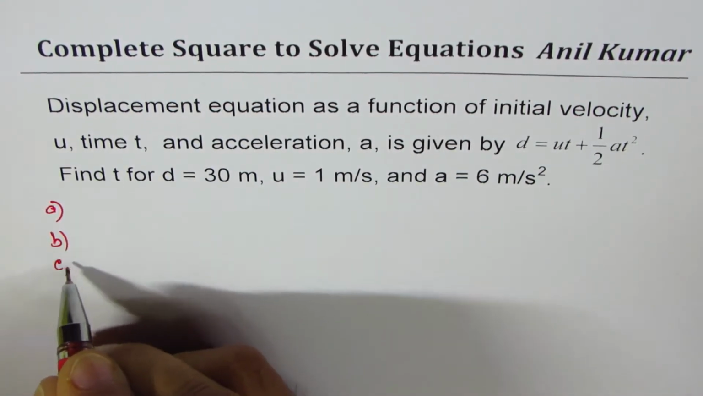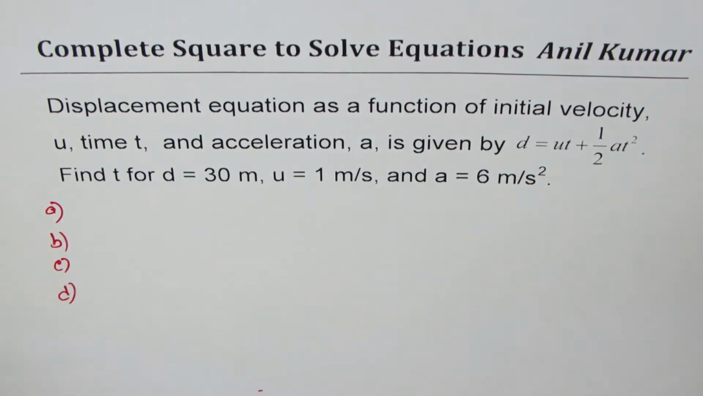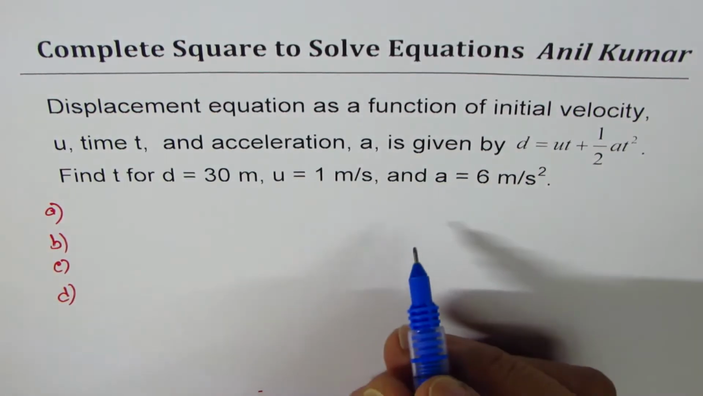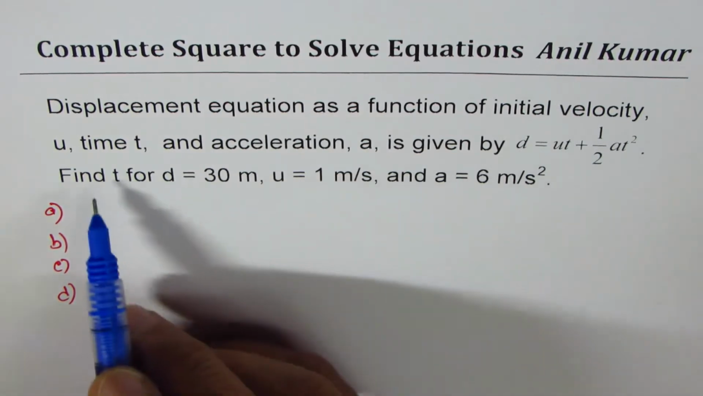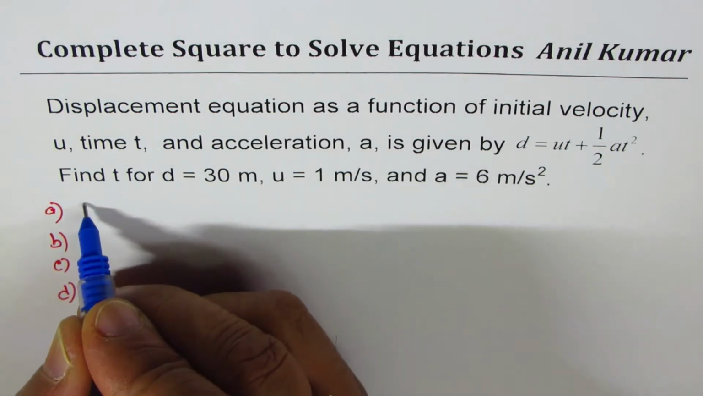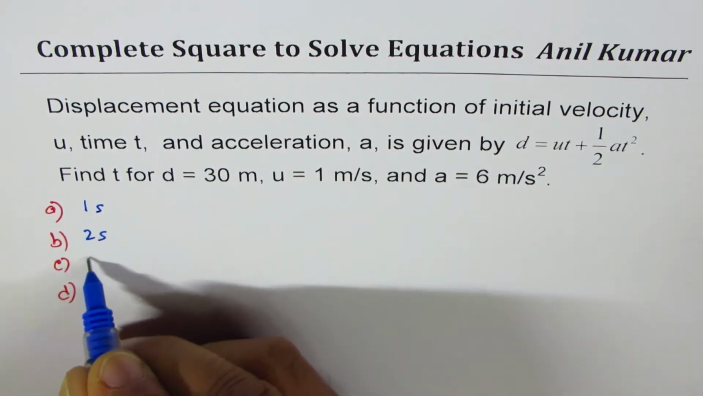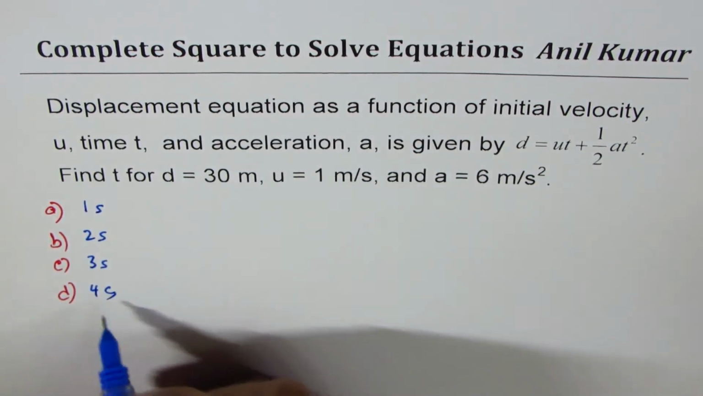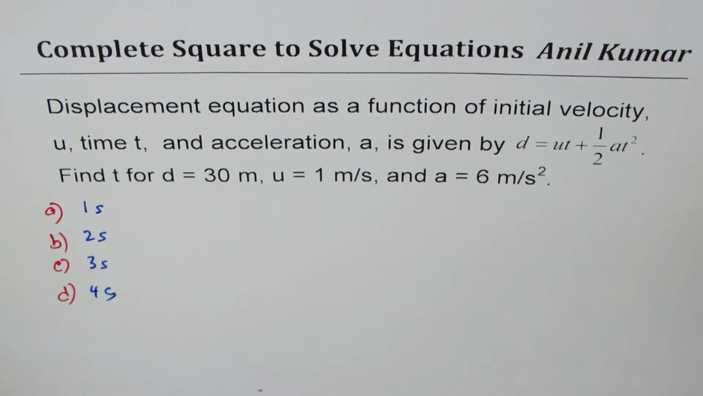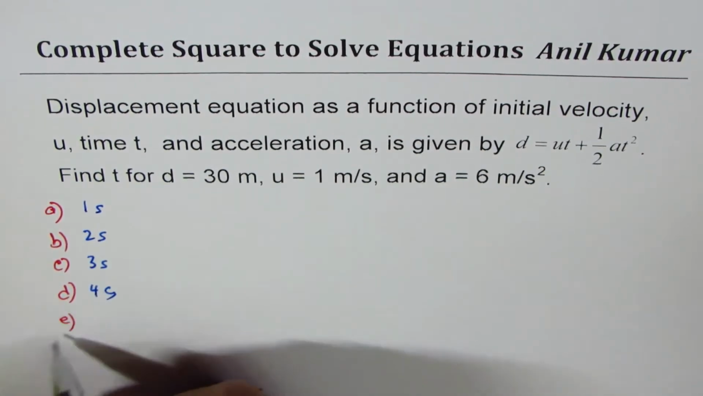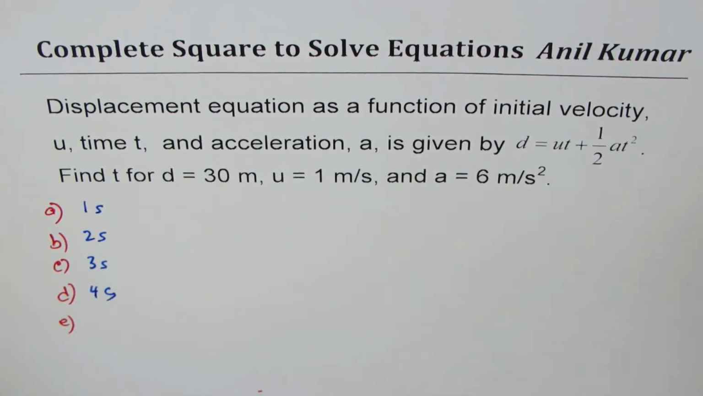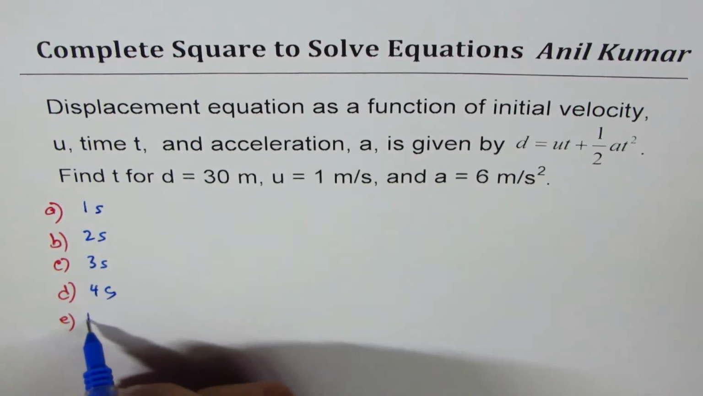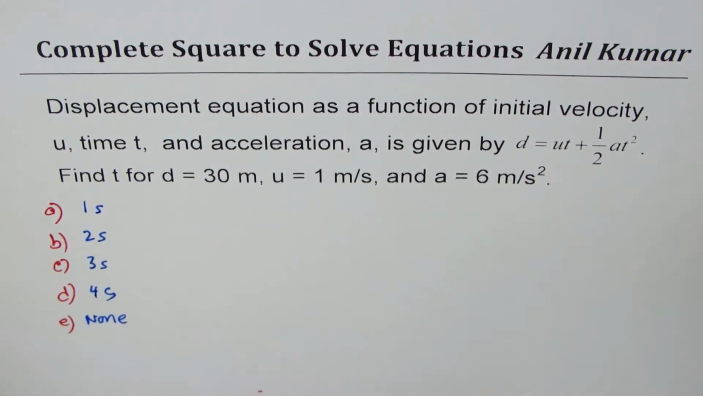So I'll give you 4 options here. So we're trying to find t. So t could be 1 second, 2 seconds, 3 seconds, or 4 seconds. So these are your options. Let me add one more. I'm not very sure what we are going to get, so let me put this as none of the above. Okay. So that is your multiple choice question now.